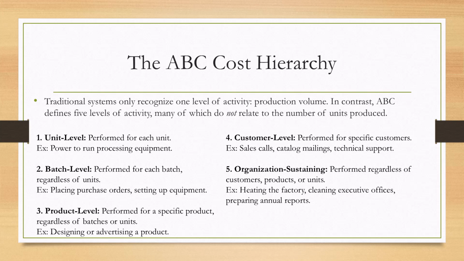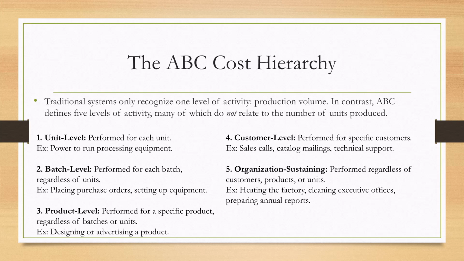A core concept that separates ABC from traditional systems is its cost hierarchy. While traditional systems really only recognize one level of activity, production volume, ABC defines 5 distinct levels, many of which do not relate to the number of units produced. At the bottom, we have unit-level activities, which are performed for each individual unit, like providing power to run processing equipment. Next are batch-level activities, which are performed for each batch regardless of the number of units, such as setting up equipment for a production run.